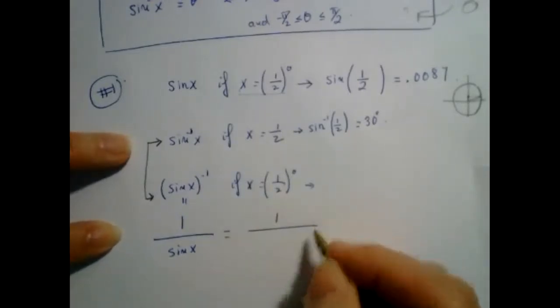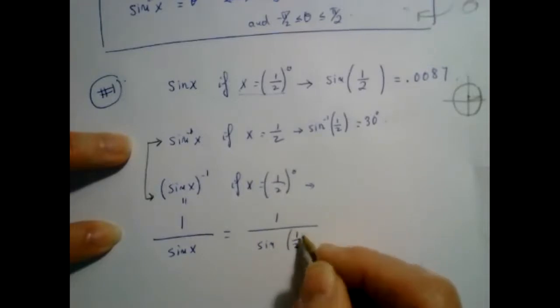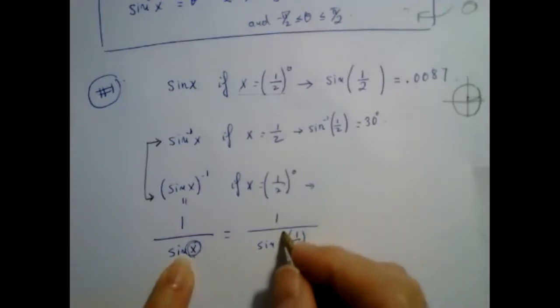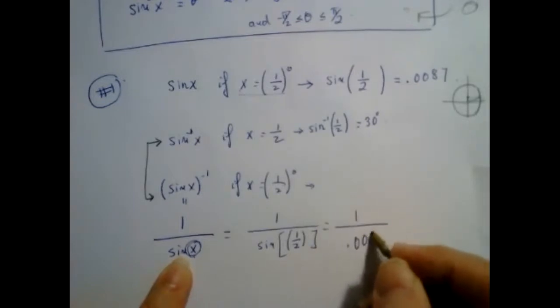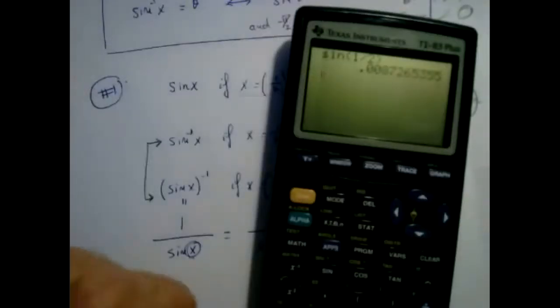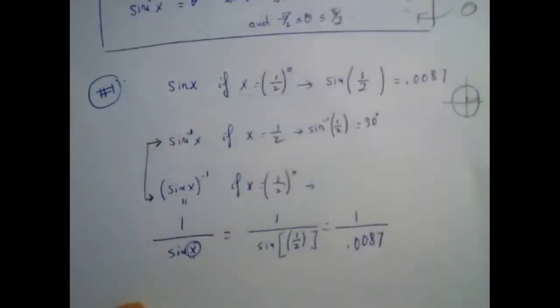It means 1 over the sine of a half degree. So what goes inside now is the angle because it's the sine. So it means 1 over 0.0087, and now it's 114. So it's 1 over what we got before, which is 114.59.